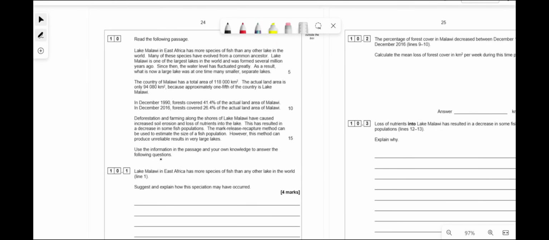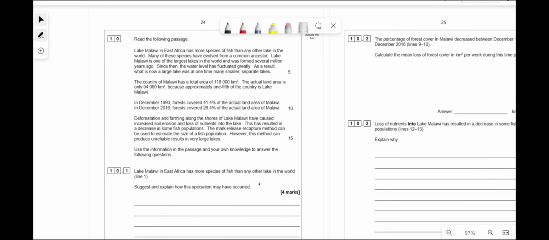Bloody bro, just skim through it. Just do it. Unless you're really struggling for time, do it, because it just makes things a lot easier. Right, I've already kind of read this. It's fine. Lake Malawi in East Africa has more species of fish than any other lake in the world. Suggest and explain how this speciation might have occurred.